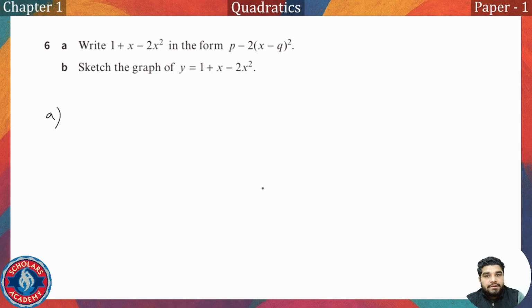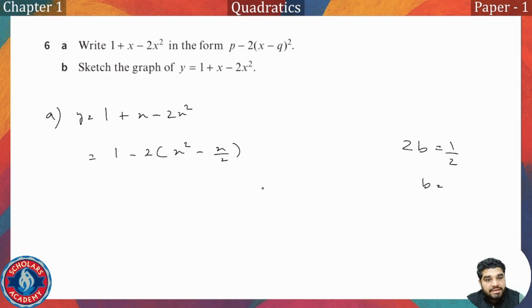The a part says write the given equation in the form of p minus 2 times x minus q whole square and sketch the graph. Okay, so let's start. So 1 plus x minus 2x square. Let's take it as y is equal to. So we get 1 minus 2 times x square minus x by 2. So b over here is 1 by 2. 2b is 1 by 2. So b is 1 by 4. So b square is 1 by 16. That we will add and subtract.